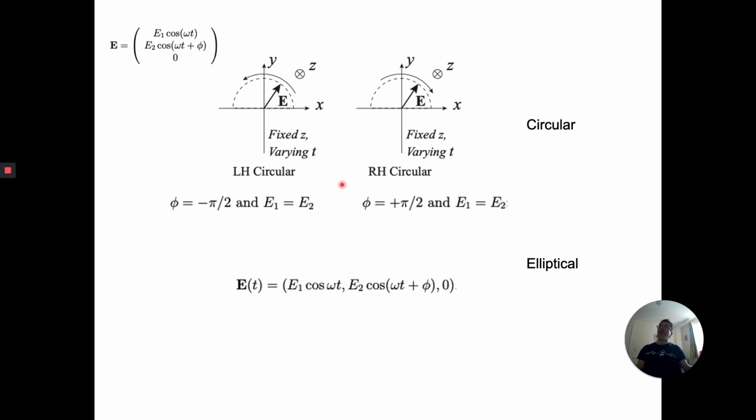A more general case is elliptical polarization, where as well as there being some phase shift, there may also be a difference between the magnitudes of E1 and E2. Now the tip of that electric field vector will move in an elliptical form, somewhere between the circular polarization case and the linear polarization case.